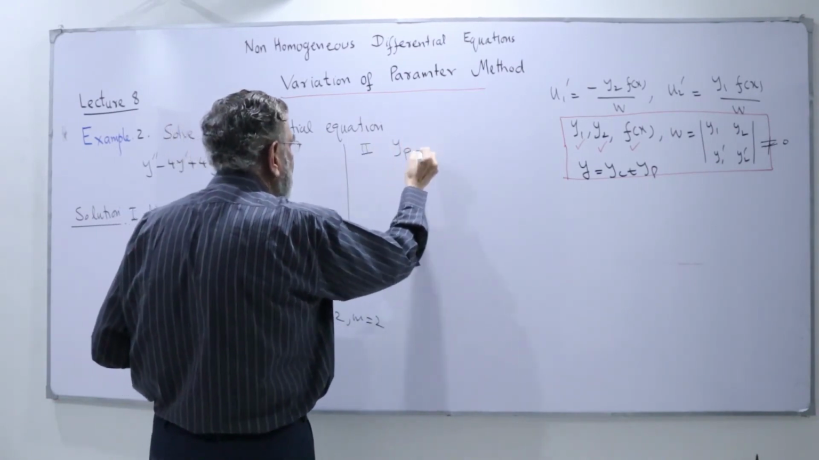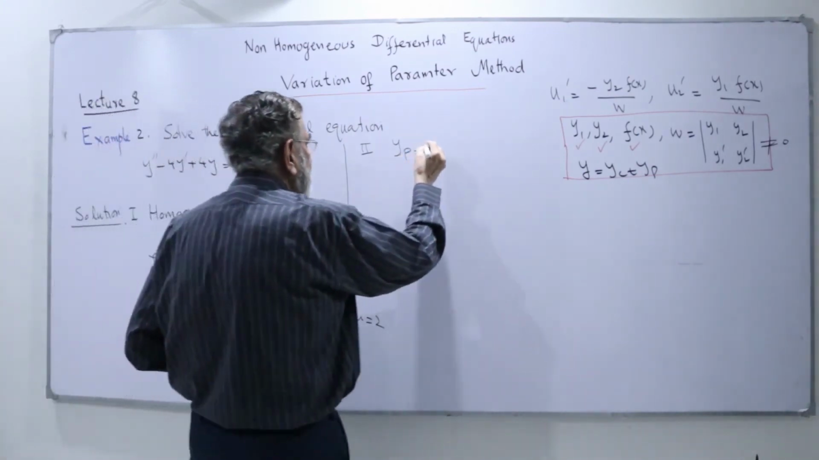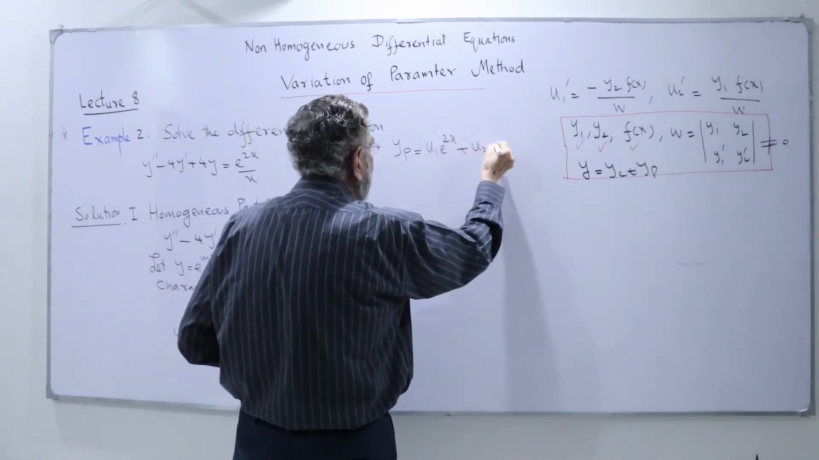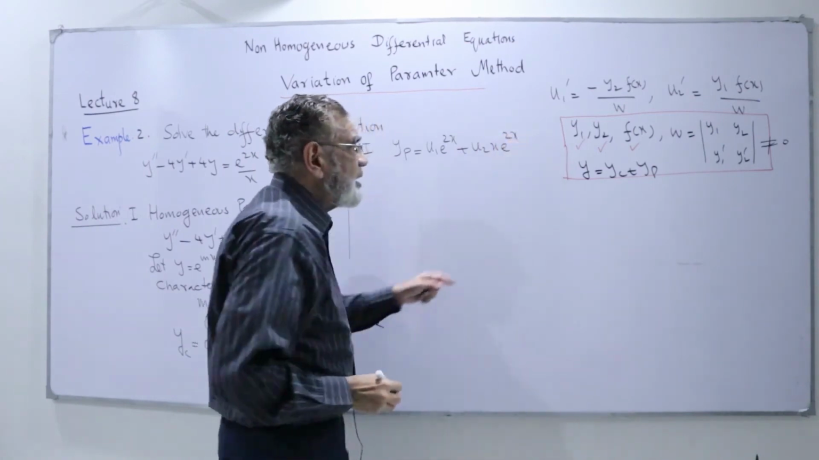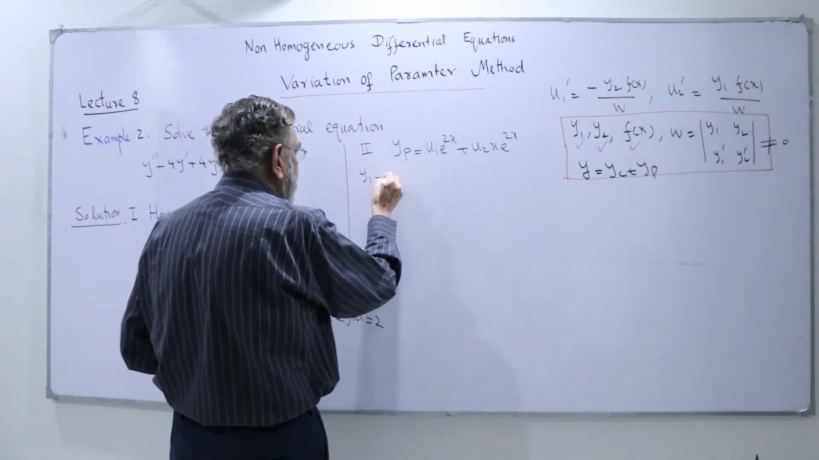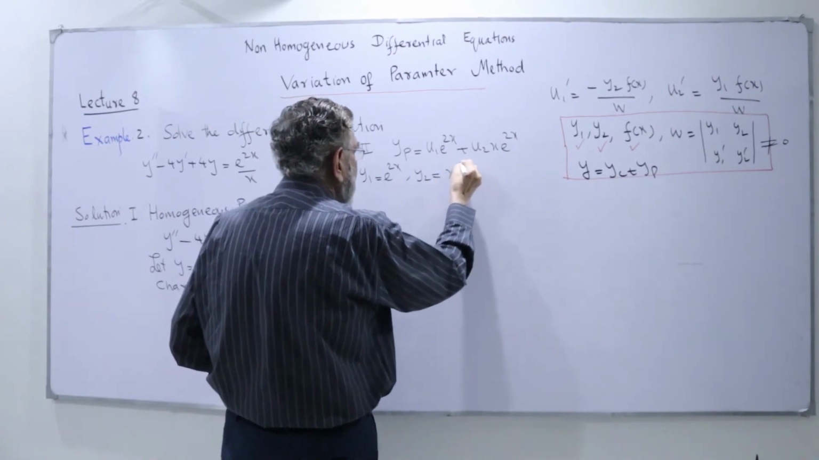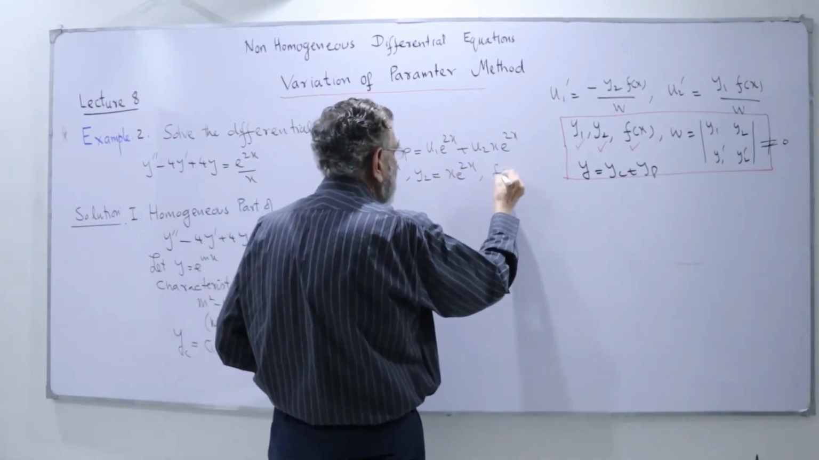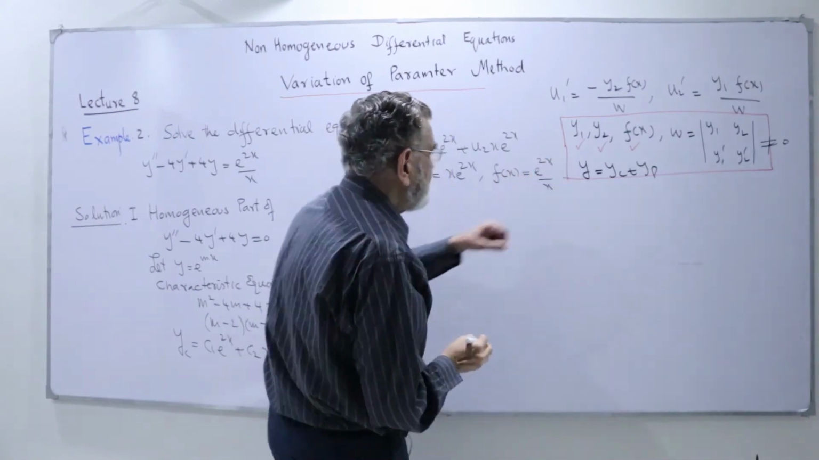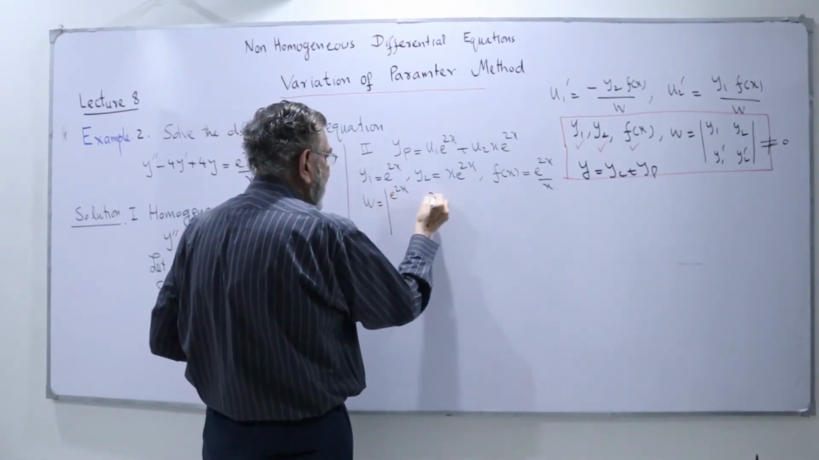So yp is equal to u1 y1 plus u2 y2, where we found y1 is e to power 2x. That is u1 e to power 2x plus u2 x e to power 2x. What do I need? I need y1, y2, f of x. My y1 is equal to e to power 2x, my y2 is equal to x e to power 2x, and my f of x is equal to e to power 2x over x. I want to find w.